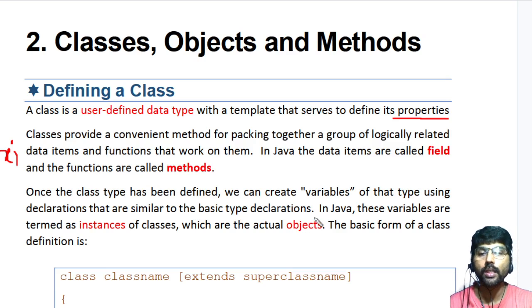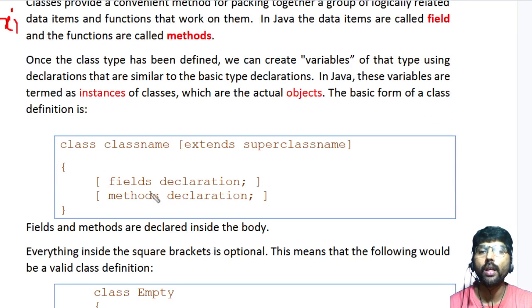This is the basic definition for the class. A class can be written like this. Syntax: class, class name, in brackets extends superclass name, in curly braces. You have to use field declarations as well as method declarations. Whatever you put in the square brackets is called the optional part. And these fields and methods are actually declared inside the class.